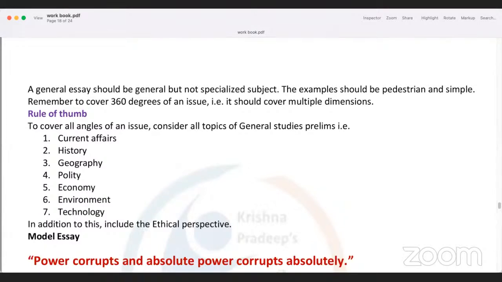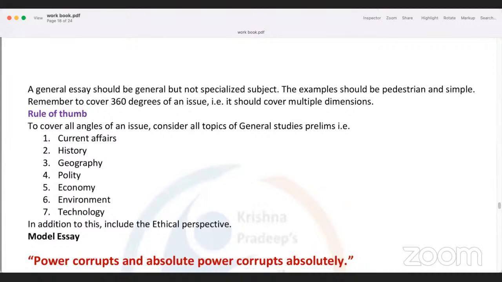So that rule of thumb, to cover all the angles of an issue, is to consider all the topics of the General Studies prelims syllabus. What are the topics that we have? The first topic, first chapter, is current affairs, then history, geography, polity, economy, environment, technology. These are the 7 subjects in General Studies Paper 1 in the prelims. Take those topics as the fundamentals, right? As a fundamental dimensional analysis, each essay can be analyzed from these 7 dimensions.